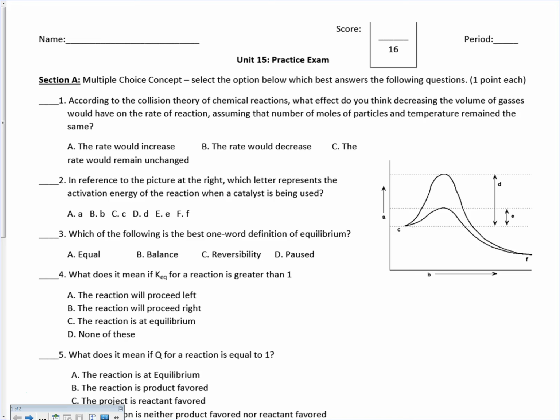So there are two ways that a chemical reaction can be sped up. One way is by having more collisions. The other way is by having higher energy collisions. Thinking about what would happen here, if we took a gas and condensed its particles down into a smaller volume, we're putting those particles in closer proximity to one another. That means there are going to be more collisions, which means that the rate of the reaction is going to increase.